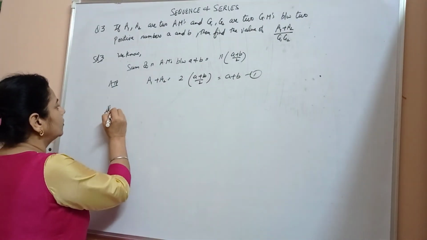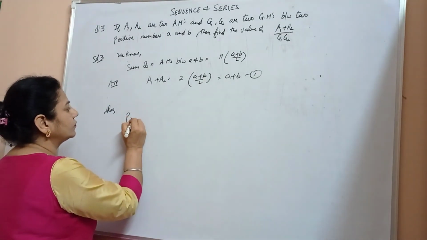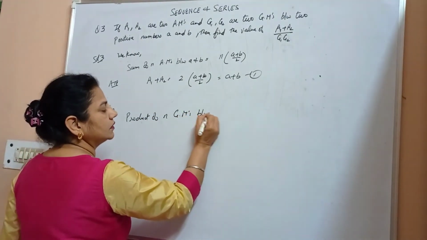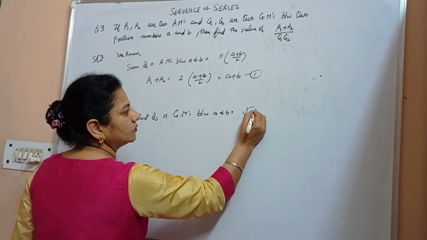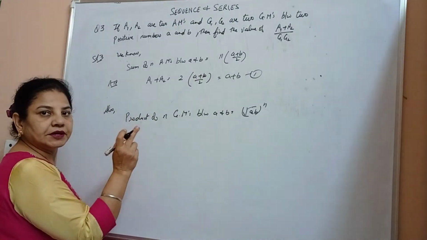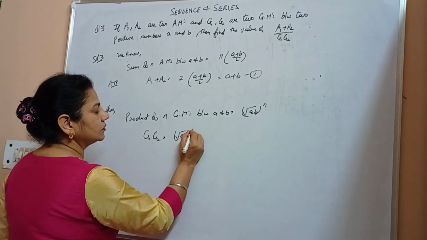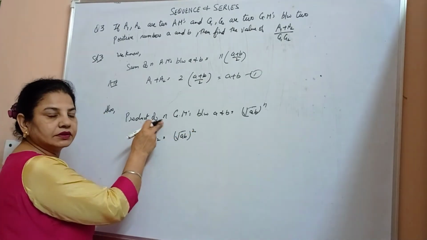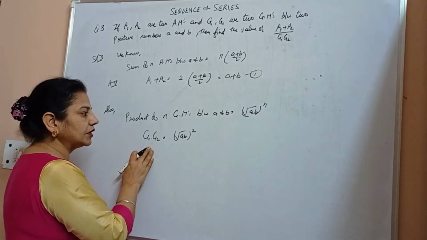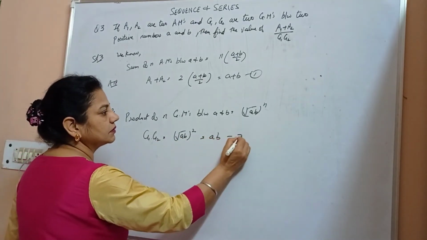Also, if there are n geometric means between two numbers, then the product of n geometric means between A and B is given as (under root of AB) whole to the power n. And here there are two geometric means, so G1 into G2 is given as (under root of AB) whole square, because the product of n geometric means is (under root AB) to the power n. Here n is equal to 2, so (under root AB) whole square is equal to AB. This is my second equation.